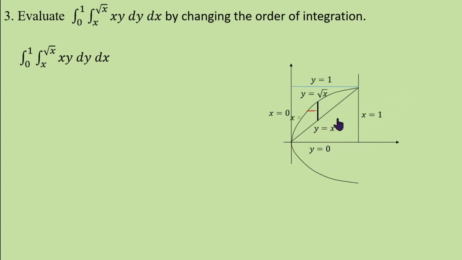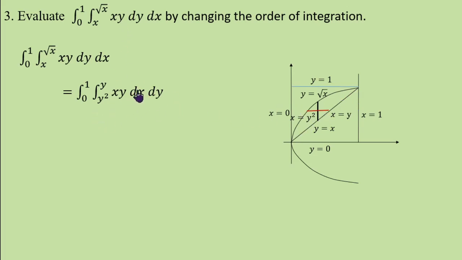So when you change the order of integration, it is x equal to y square to x equal to y, and y varies from 0 to 1. Therefore y varies from 0 to 1. For each y, x is from y square to y, left to right. x varies from left to right. So in that way we are able to integrate this by changing the order of integration.